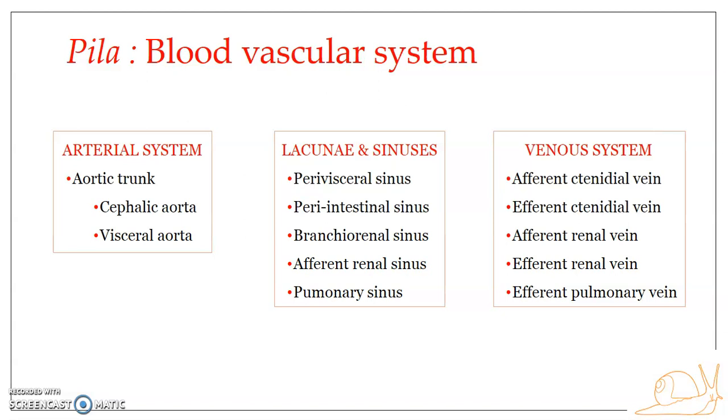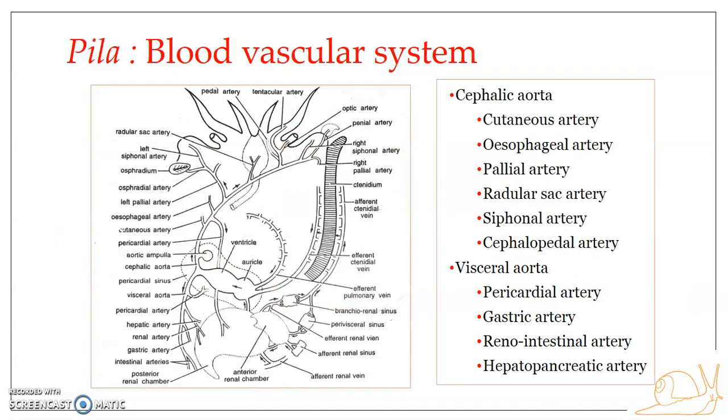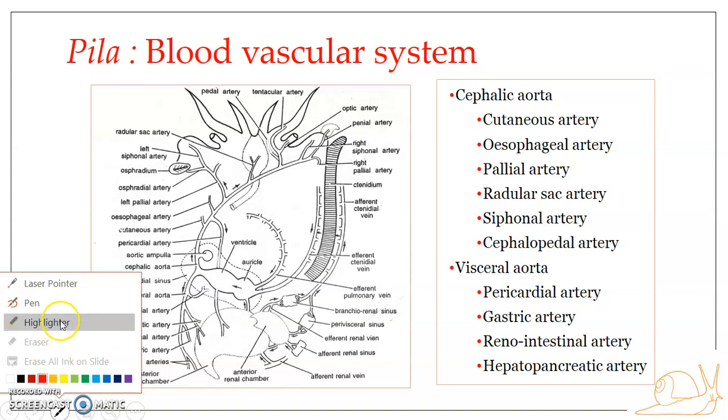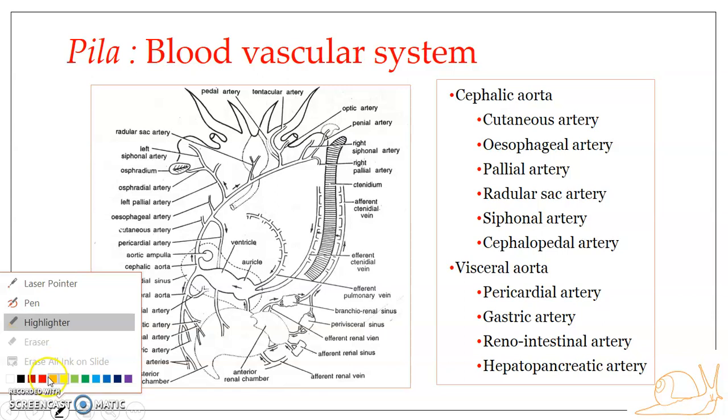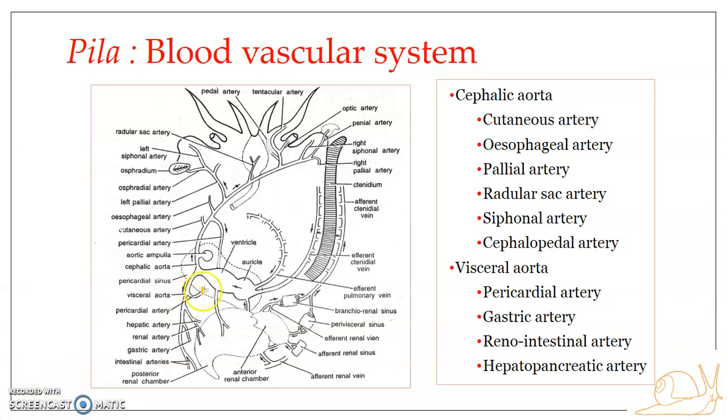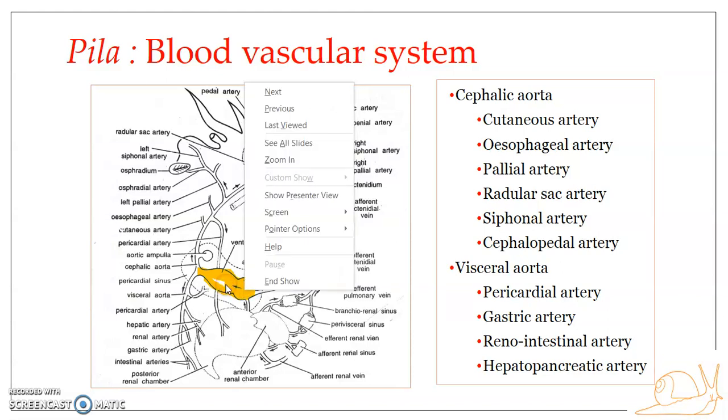So this is about the venous system, the lacunae and sinuses, and now the arterial system. We can see the blood vessels and how they are carrying blood. So this is the heart, we can see here. The larger one is the ventricle, the smaller one is the auricle.